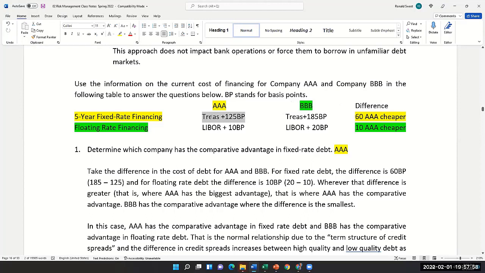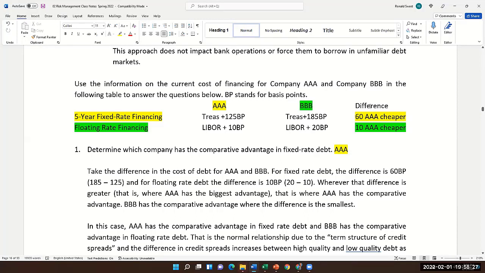So AAA is treasuries plus 125 if they borrow fixed rate. If they borrow floating, it's LIBOR plus 10. BBB, if they borrow fixed rate, they borrow treasuries plus 185. If they borrow floating rate, they borrow LIBOR plus 20. All right, no swap here at all. However, the first thing you do when you get the problem is you write this column here, the difference. All right, this will not be on the exam, so you have to write this difference.